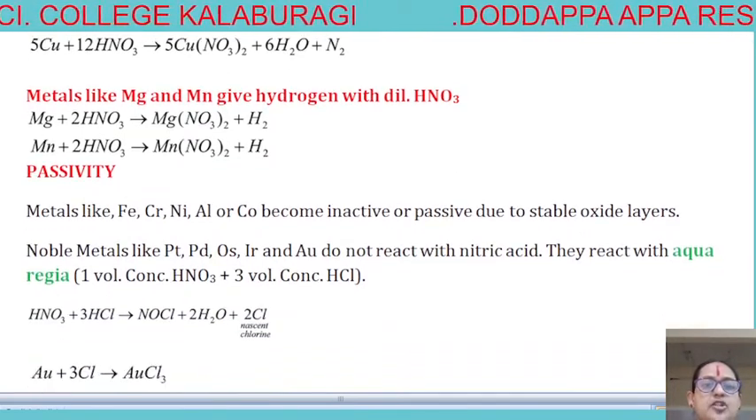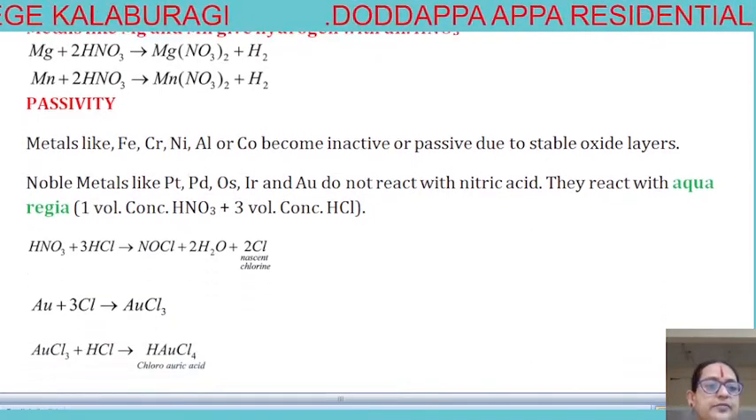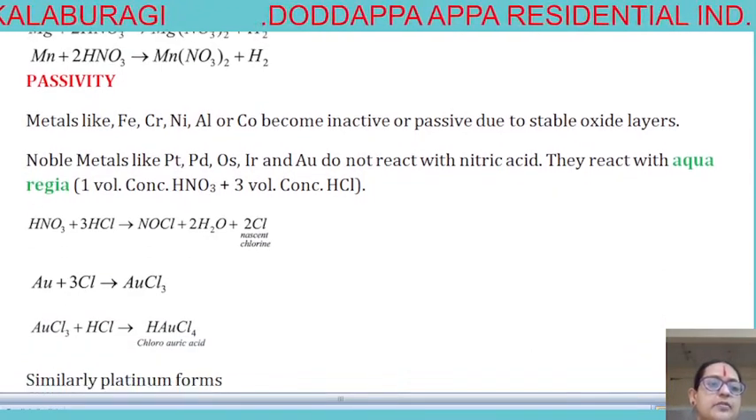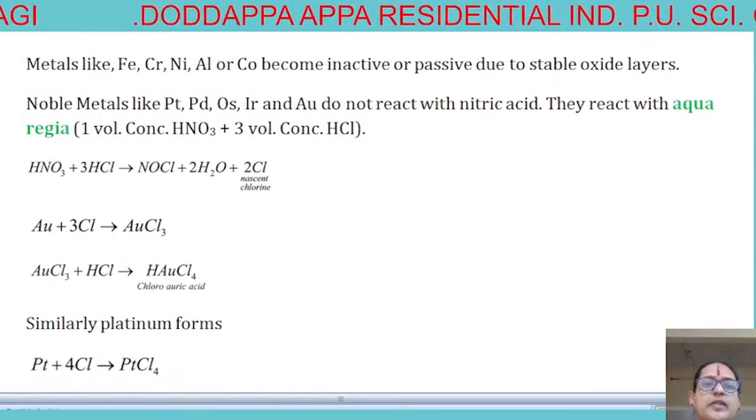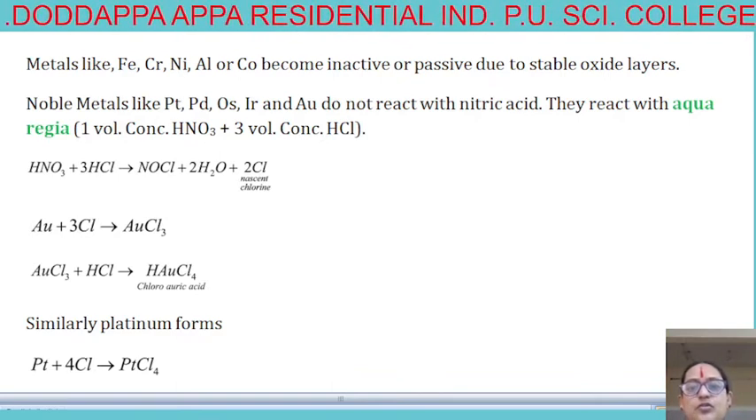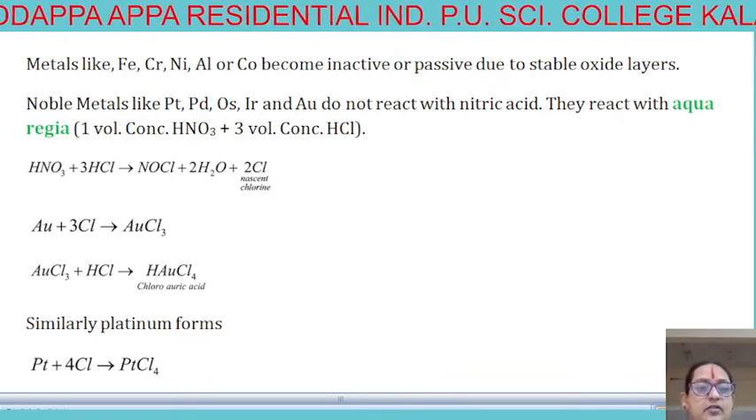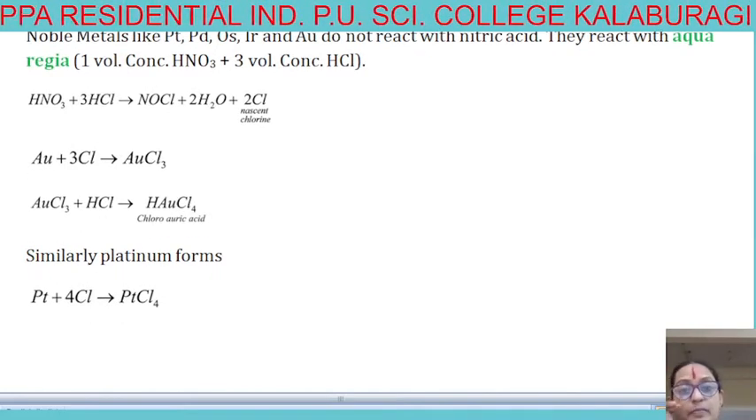Metals like magnesium and manganese give hydrogen with dilute nitric acid. So, nitric acid treating with magnesium and manganese. Metals like iron, chromium, nickel, aluminium, or cobalt become inactive or passive due to a stable oxide layer. An oxide layer is formed on them, and due to that they become passive.